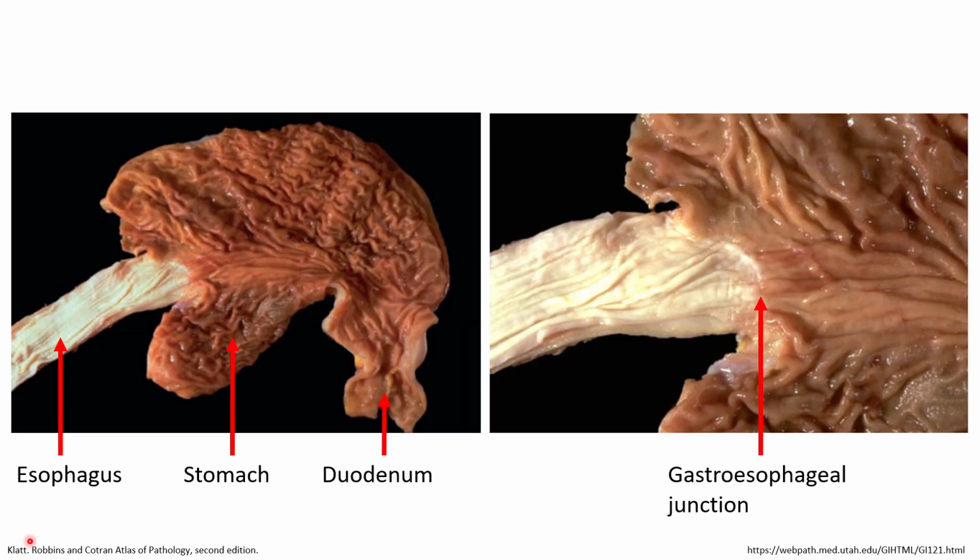So here in this slide, we can see the gross appearance of the esophagus. So this is the normal esophagus. Normally it has a white to tan mucosa. And here we have the stomach, which empties into the duodenum. This is a higher magnification view of the normal gastroesophageal junction.